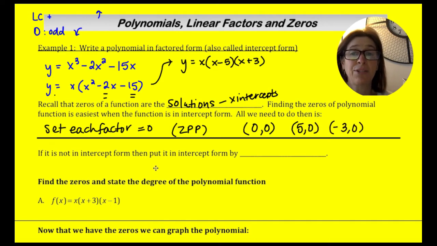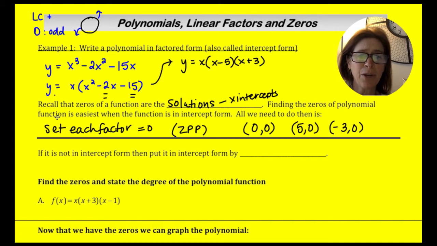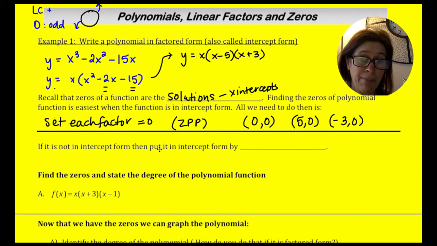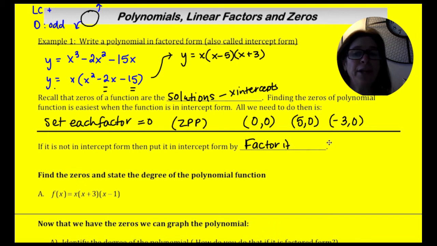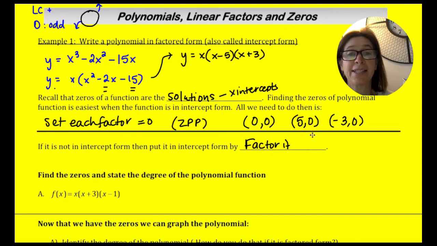So that does now tell me more about my graph. So if I were to plot those, I could kind of see what's happening in between. All right, if it is not in intercept form, then the best way to do it is to put it in intercept form. So first you're going to try to factor it. And then if it's not factorable and it's not quadratic, we're going to look at two new methods.